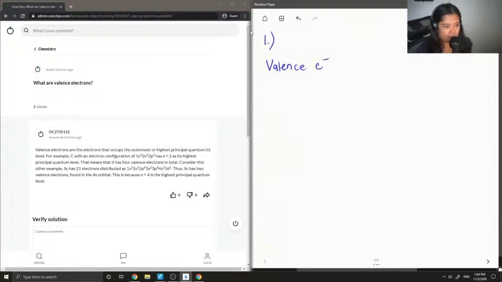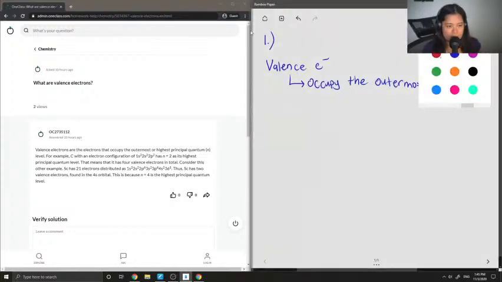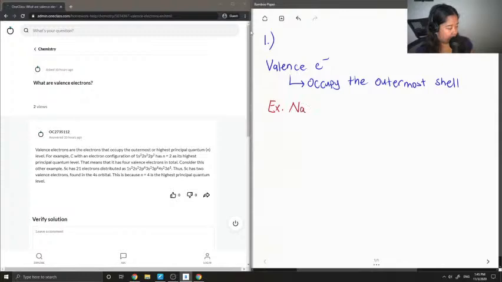But basically, valence electrons are the electrons that occupy the outermost shell. They're the electrons that would be taken first in a chemical reaction. I'm just going to have an example just to draw out valence electrons. So let's say we have sodium.